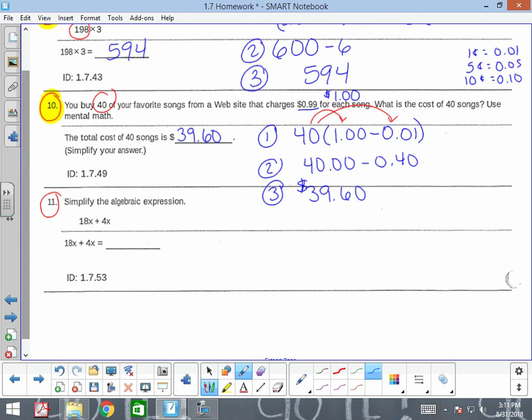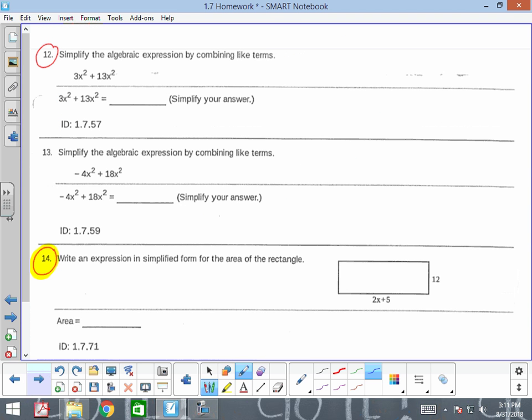Number 11 says simplify the algebraic expression. These are like terms. They both have the x to the first power. So we're going to add the 18 and the 4 together. 18 plus 4 is 22. And since I'm adding 18x plus 4x, that is 22x.